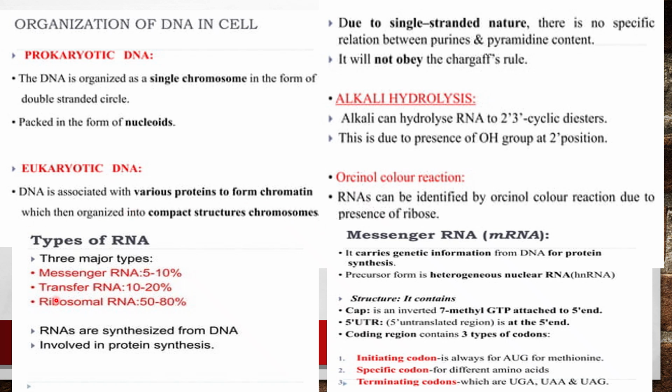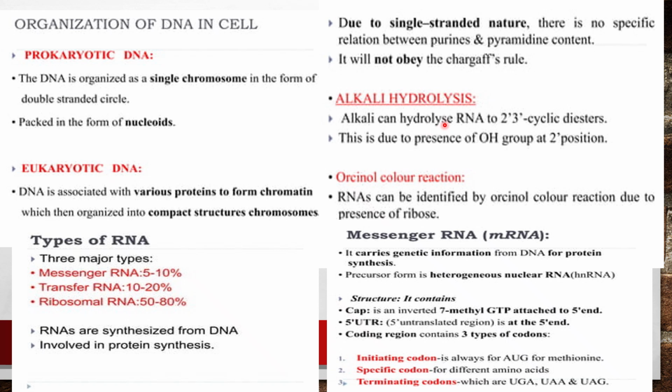Now move on to the types of RNAs. There are three types of RNAs: 5 to 10% messenger RNA, 10 to 20% transfer RNA, and the remaining 50 to 80% is ribosomal RNA. RNAs are synthesized from DNA, and they are basically involved in protein synthesis. Due to the single stranded nature, the RNA doesn't follow Chargaff's rule. There is no question of a relationship between the purine and pyrimidine contents.